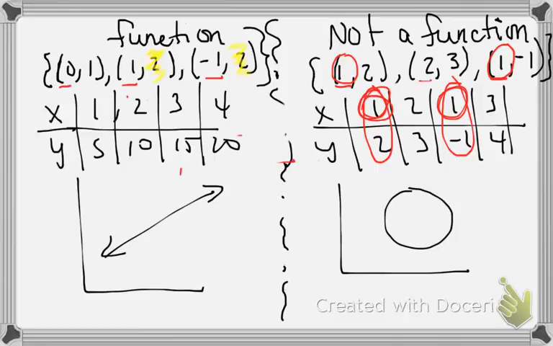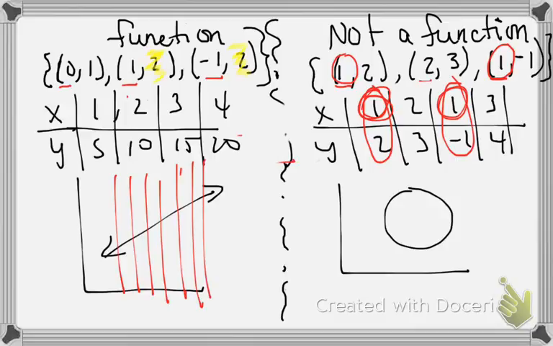All right, we can do what we call the vertical line test. The vertical line test means I can draw a straight line. Vertical means up and down. I can draw a straight line, and every time I draw it, I only touch it one time. See how I only touched it one time every time I drew a line? I only touched it one time.